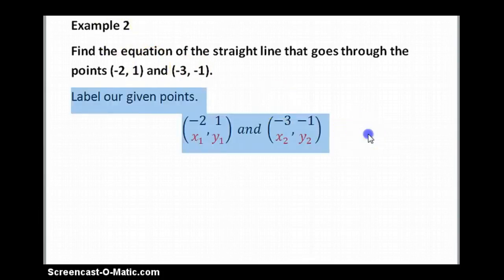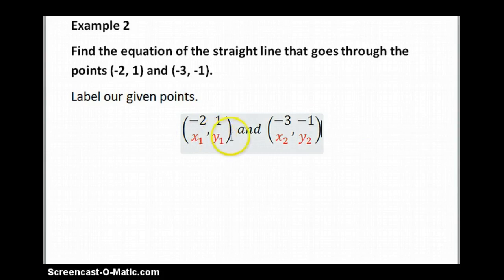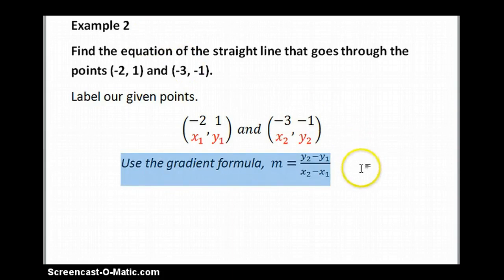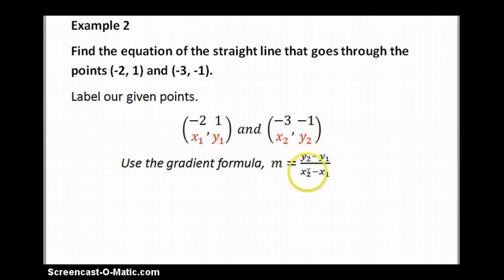Okay, we want to label our points very clearly with x1, y1 for the first point and x2, y2 for the second point. That helps us when we write down the formula for the gradient. The formula for the gradient is as before. Gradient equals the change in the y values, the vertical distance, over the change in the x values, the horizontal distance. y2 minus y1 over x2 minus x1.